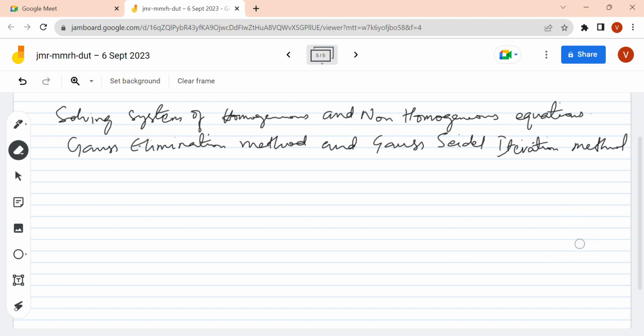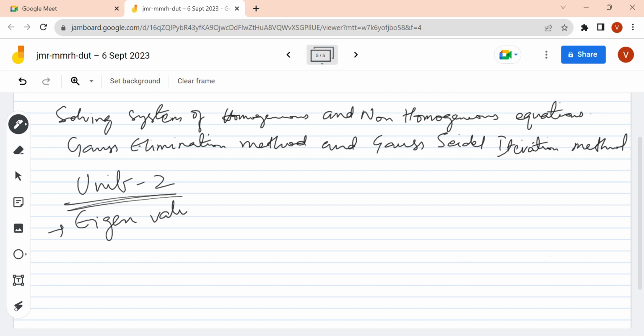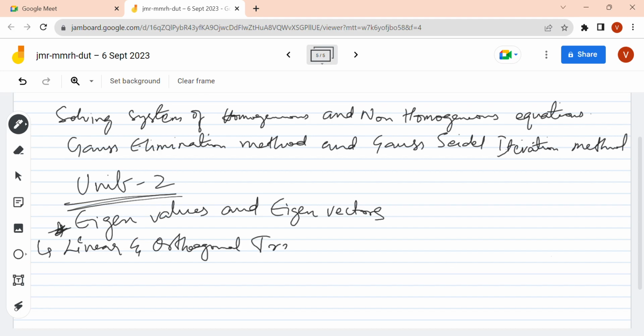So unit 2 syllabus we are going to discuss now. So that is our eigenvalues and eigenvectors. Unit 2 topics are the main, first and foremost important. You have a definite question from this topic. Eigenvectors, that is linear transformations and orthogonal transformations. This is the chapter name. Topics are linear and orthogonal transformations.